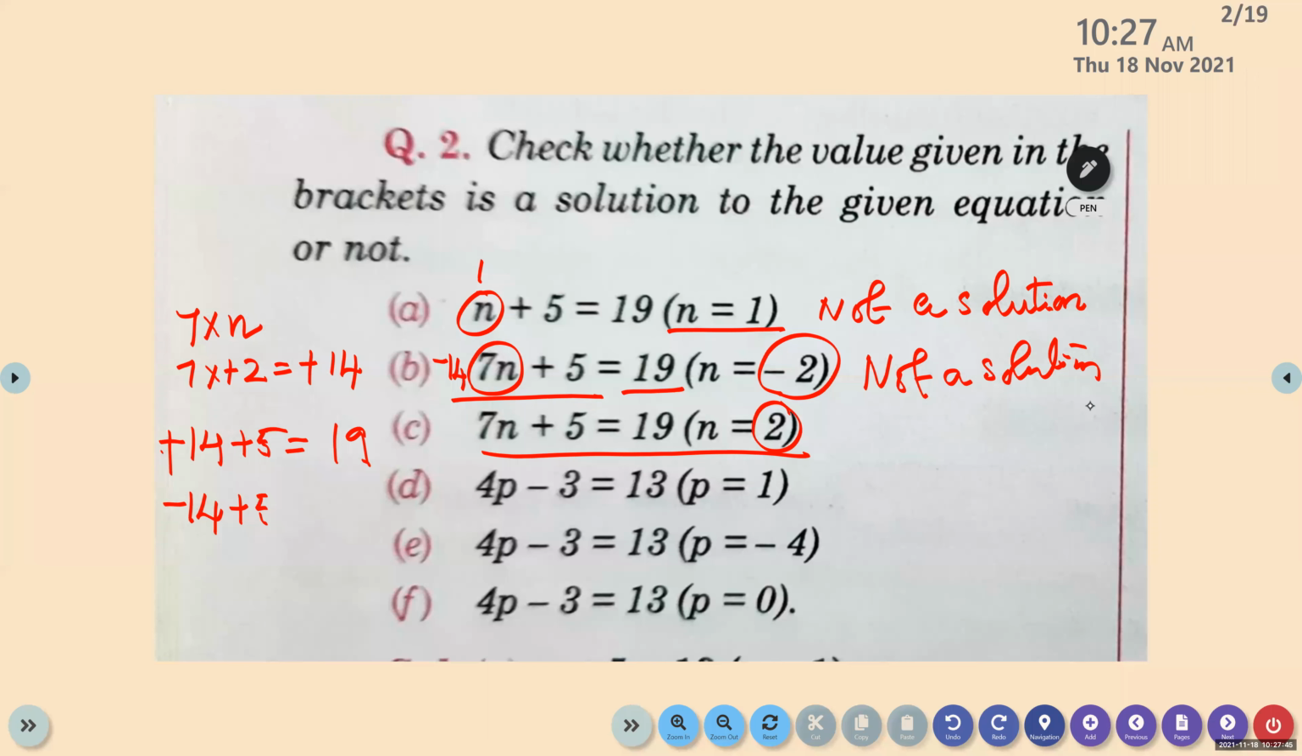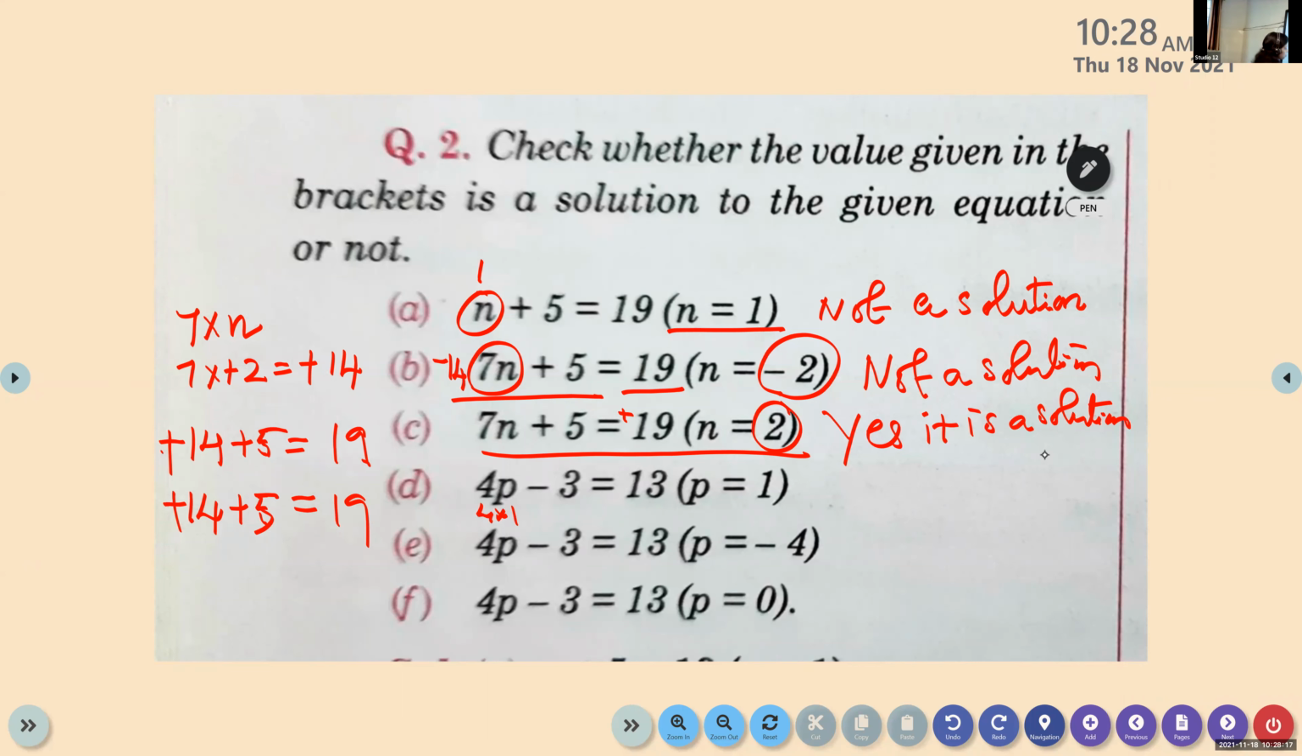Now, next one, I'll call Fatima, you answer it. Fatima is there? Yes, ma'am. It's not a solution. Why? p is equal to 1. So 4 into 1, 4 only, no? 4 into 1, 4, 4 minus 3. It is not equal to 30. It's not a solution.